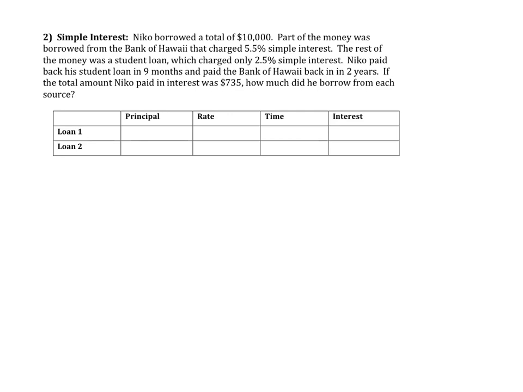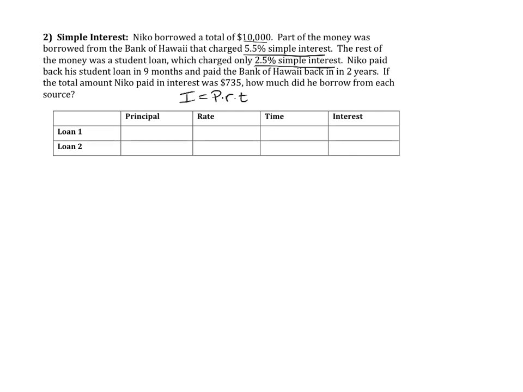Okay, the next problem I'm looking at is involving simple interest. So we've got Nico borrowing $10,000, and part of the money is coming from one account that charges 5.5% simple interest, and the rest is coming from an account that charges 2.5% simple interest. The big idea with simple interest is that our interest is equal to the principal times the rate times the time with which we're borrowing the money.